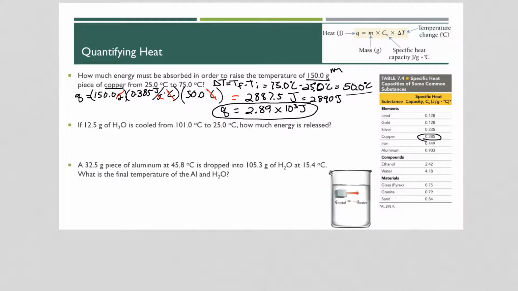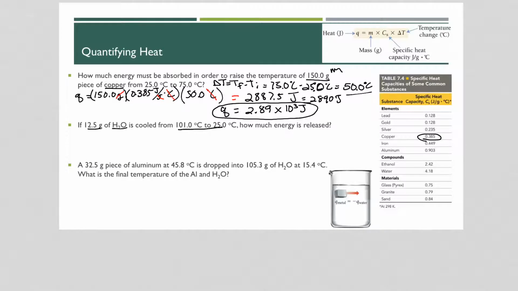So, in order for this copper to be heated up by 50 degrees, it had to gain, notice the positive change here, the system, the copper, had to gain 2,890 joules of energy. Okay, let's try a different one here. So here we have 12.5 grams of our material, water, and the temperature changes from 101 to 25.